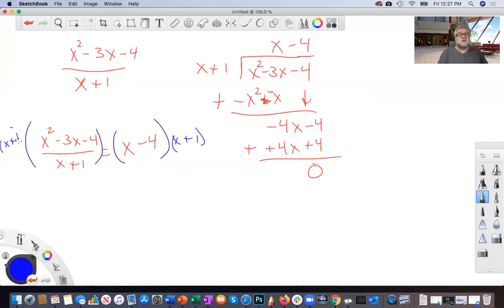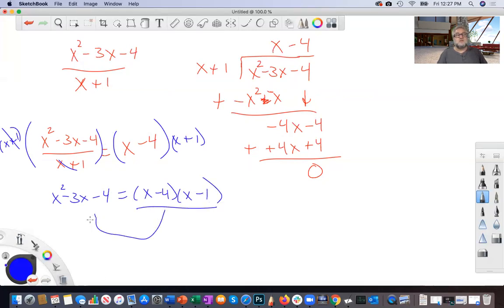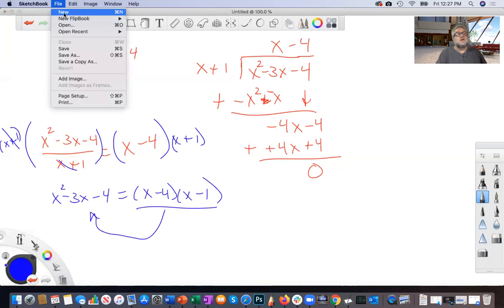And the denominators will cancel on this side, and we'll get x squared minus 3x minus 4 equals, and on this side, we're just going to get x minus 4, x minus 1. Here are the factors of that polynomial. We got them written out for us. That's why we multiply through by the denominator, so we can see it in factored form. Okay? That's kind of an easy one. I agree.